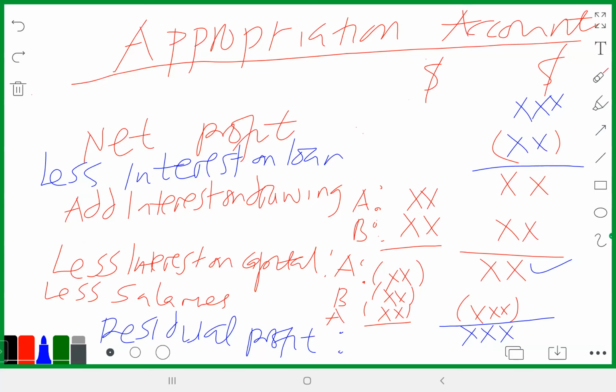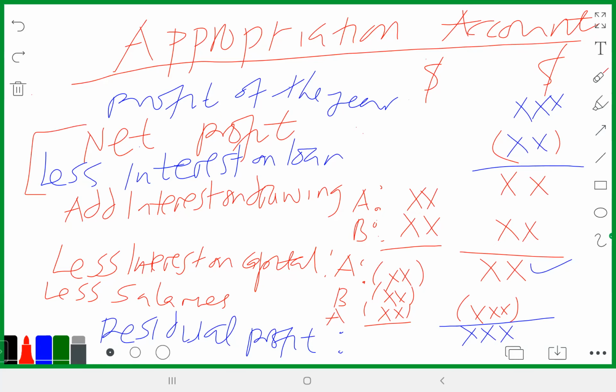It means that you're going to have the profit of the year. So your statement will be starting with profit of the year, right? Profit of the year, not with the net profit. Now, if you start with the profit of the year, this value here will be the profit of the year value. Then there'll be no need of writing the net profit and lessing the interest on loan from net profit. So this part will not be there, once you have the profit of the year.